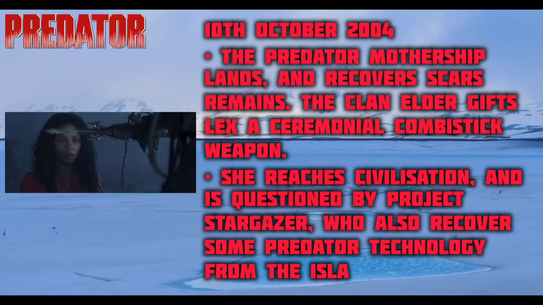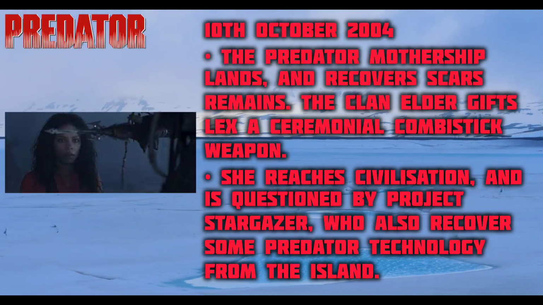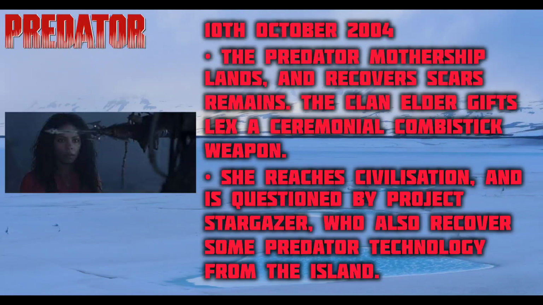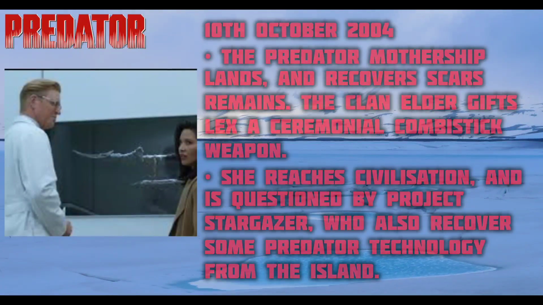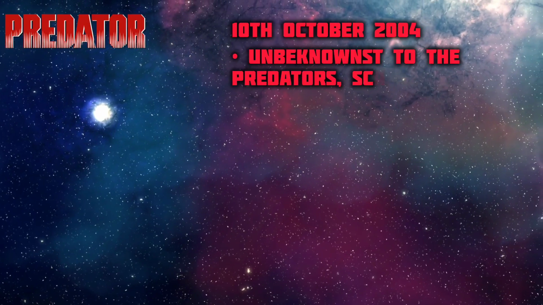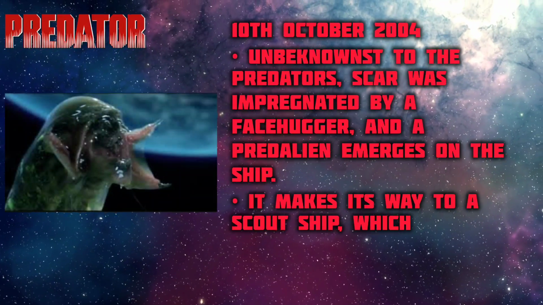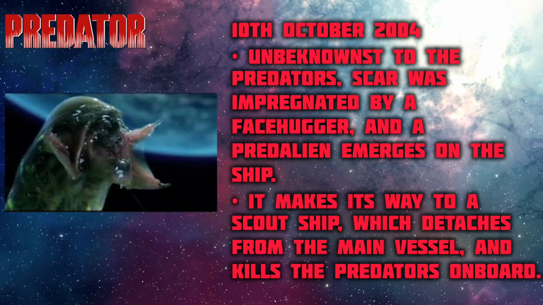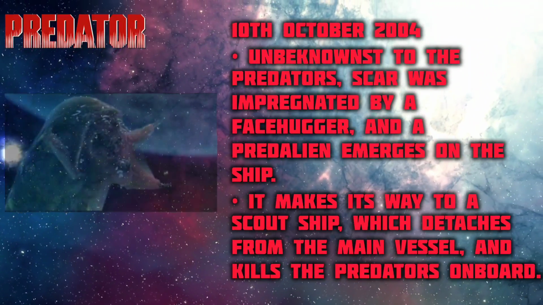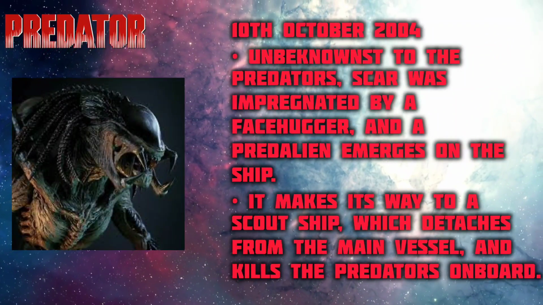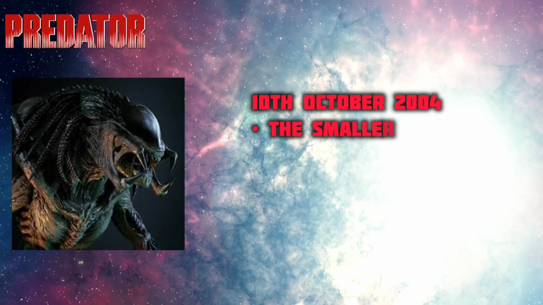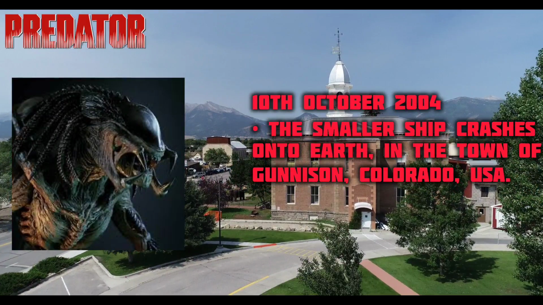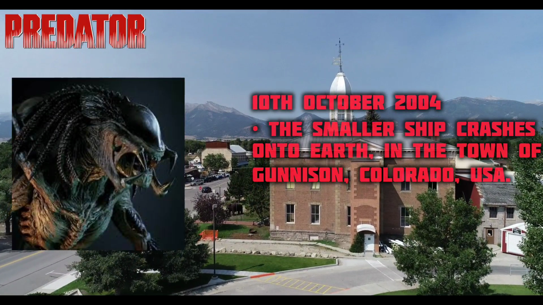The clan elder gifts Lex a ceremonial combi stick weapon. She reaches civilization and is questioned by Project Stargazer, who also recovers some predator technology from the island. Unbeknownst to the predators, Scar was impregnated by a facehugger and a pred alien emerges on the ship. It makes its way to a scout ship which detaches from the main vessel and kills the predators on board. The smaller vessel crashes onto Earth in the town of Gunnison, Colorado, USA.